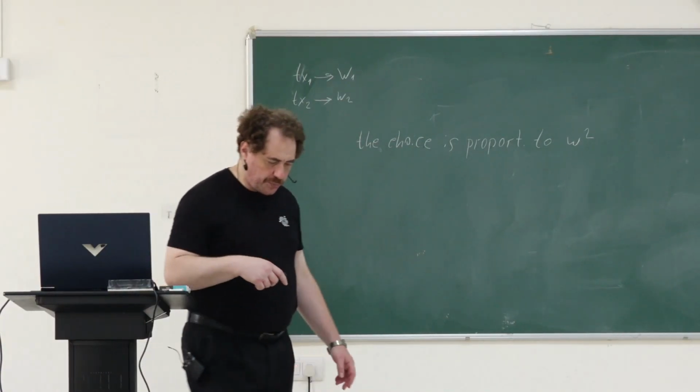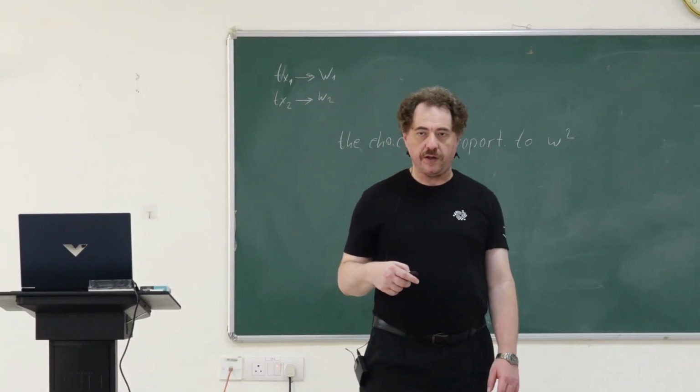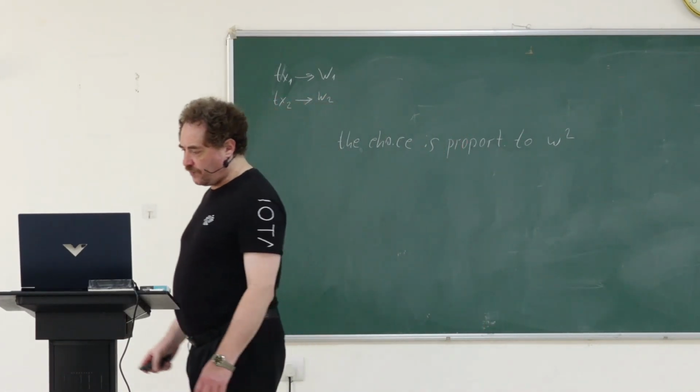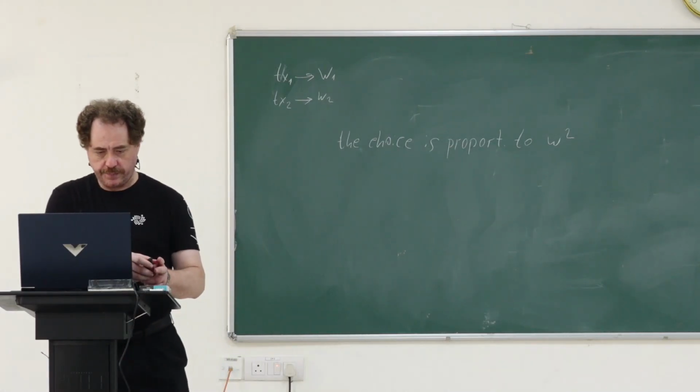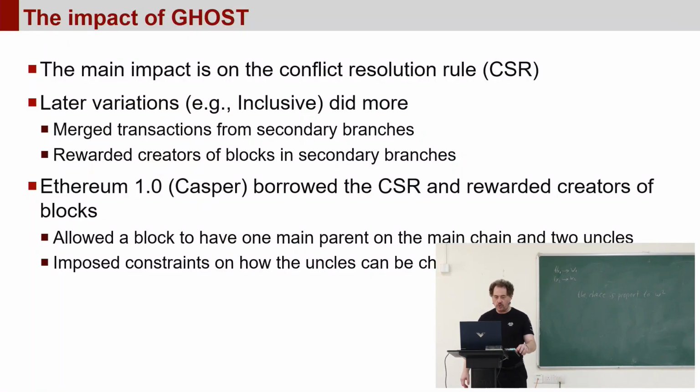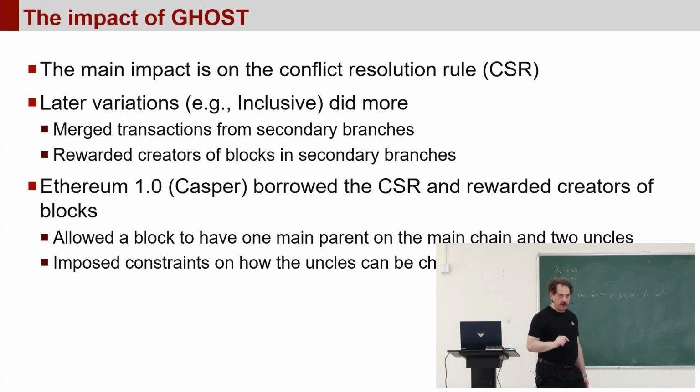So we already talked about Ghost in the context of Ethereum. However, later there were further developments of Ghost. The main impact of Ghost was on the conflict resolution rule. However, later variations, such as Inclusive, did more. They rewarded creators of blocks in secondary branches.